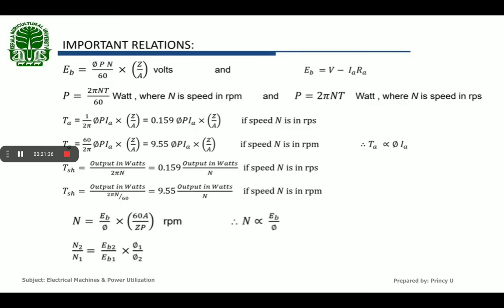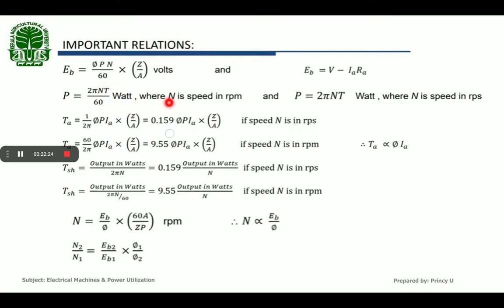Now we are going to do some numerical problems related to speed and torque. So first, let us rewind all the equations we have learned so far. First, the back EMF. The equation for back EMF, that is the induced EMF, is Φ PN by 60 into Z by A. Another equation for back EMF, in terms of volts, is input voltage V minus IARA. And the power developed in a DC motor is 2 Πn T by 60. In terms of torque, the power developed equation we found is 2 Πn T by 60.